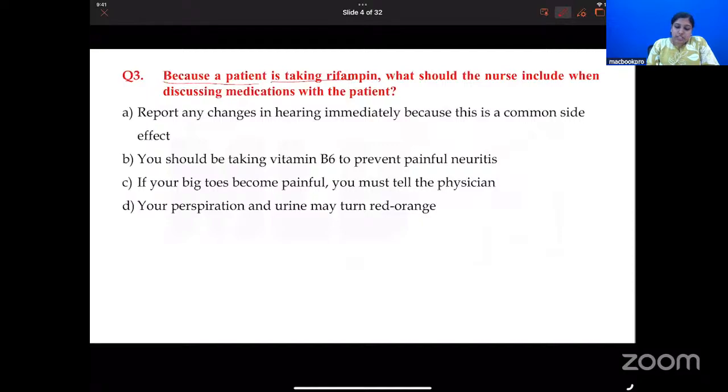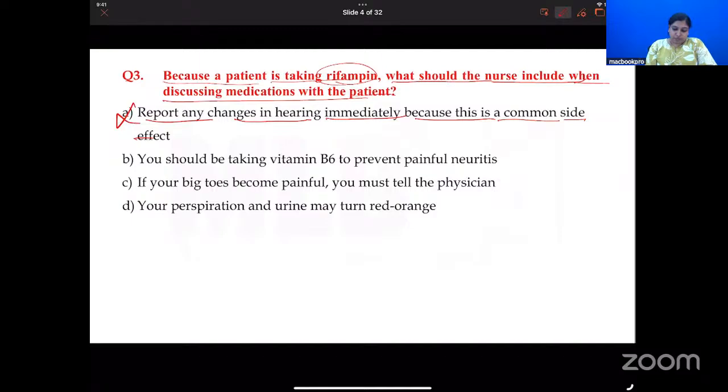A patient is taking rifampicin. What should the nurse include when discussing medication with the patient? Right? So the patient is taking rifampicin. What advice should I classically give to that particular patient? Option one: report any changes in hearing immediately because this is a common side effect. Now tell me, is there any interaction of rifampicin with hearing problems?